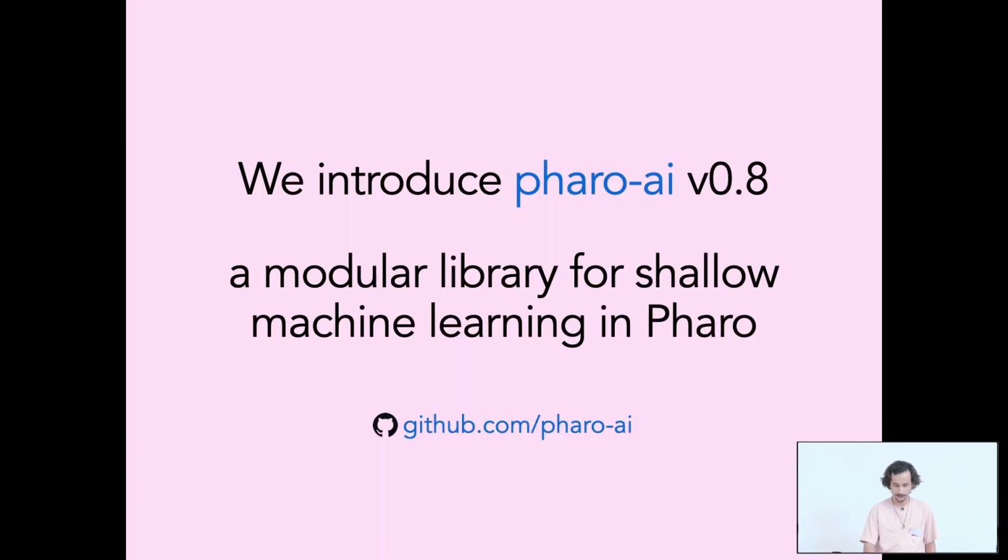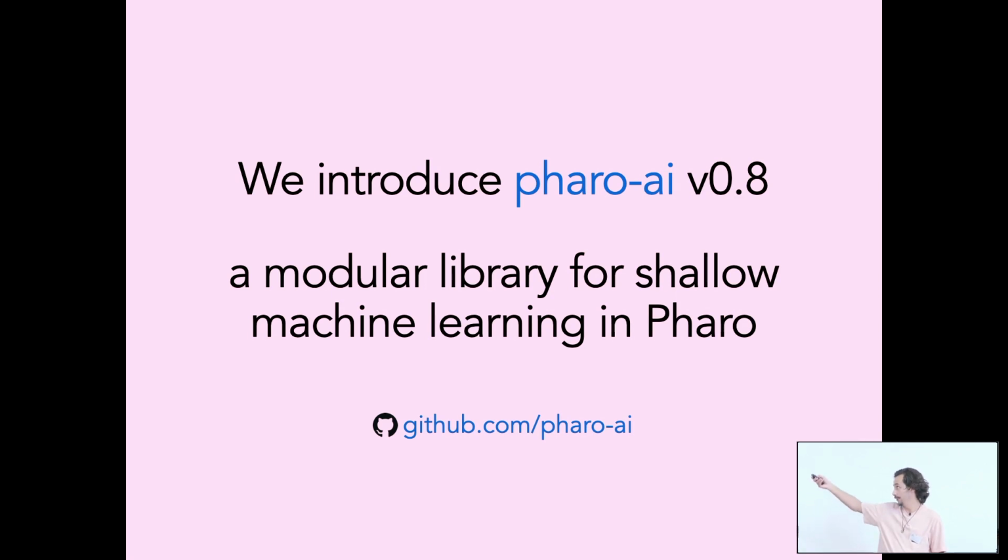So, I'm going to introduce you to PharoAI version 0.8, a modular library for doing shallow machine learning in Pharo. We are going to explain later what shallow machine learning is. And we want to focus on the point of modular, because it's a modular library. That means that you can load specific algorithms, a specific part of it, or you can download everything.